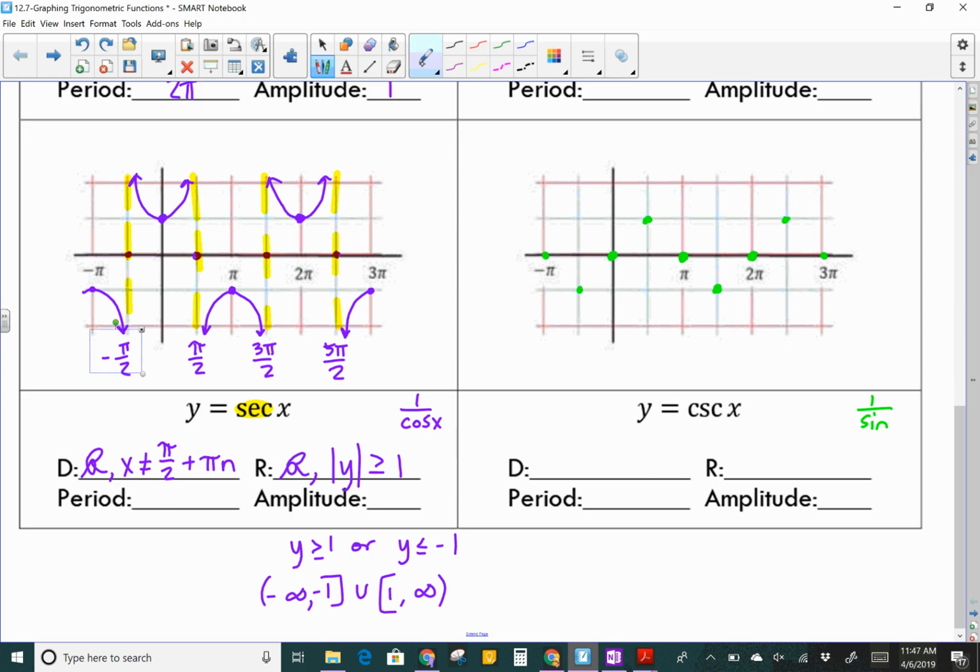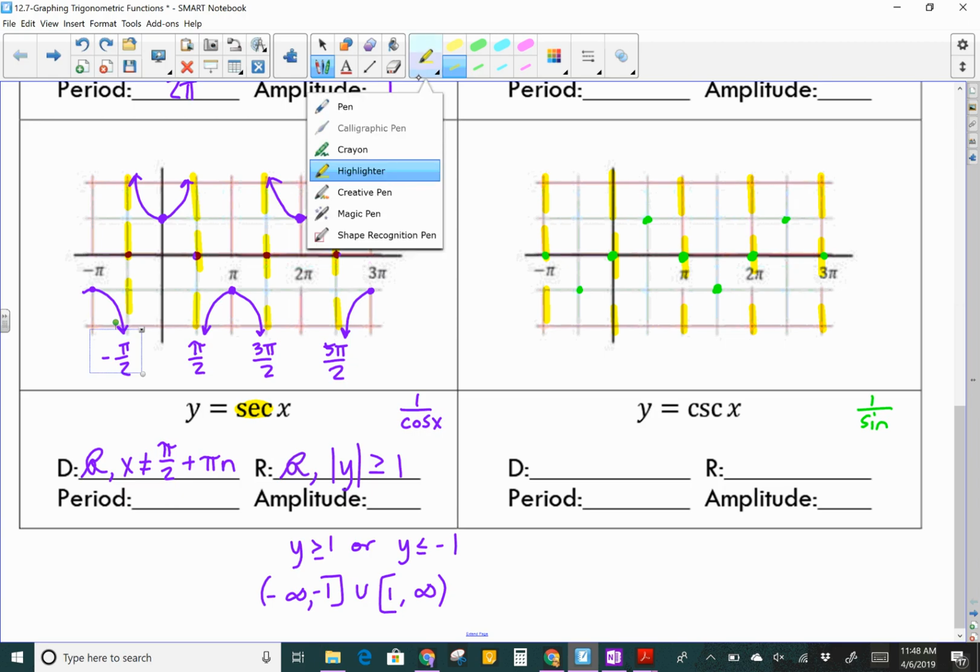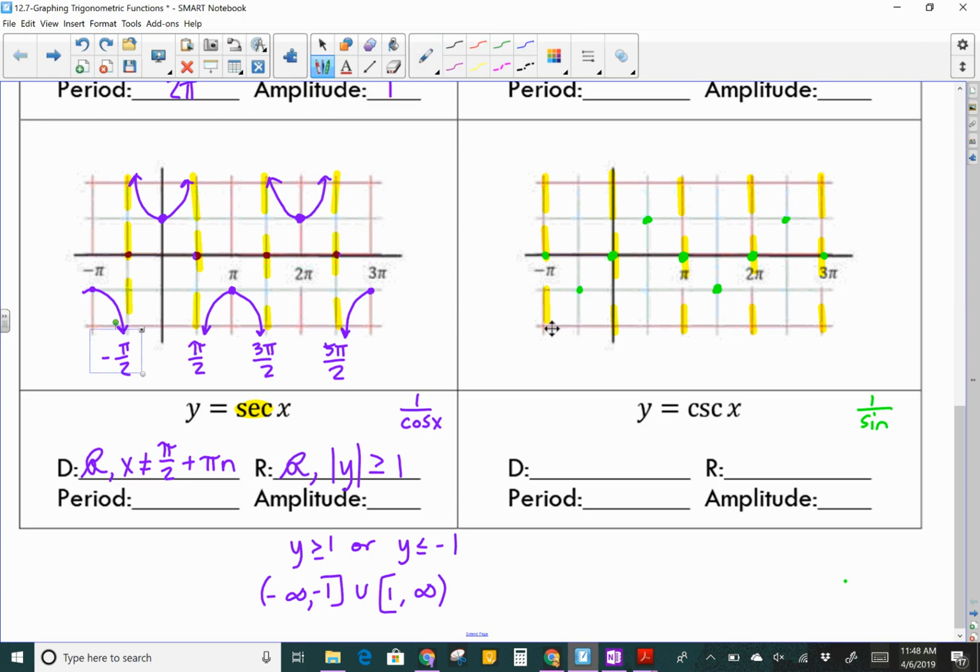And just like we had with our secant, anywhere that the sine is 0, I can't have 0 in the denominator, so I'm going to have an asymptote. So these are my asymptotes. And I'm going to graph the parabolas away from my midline, always away from the midline. So it's looking like this.